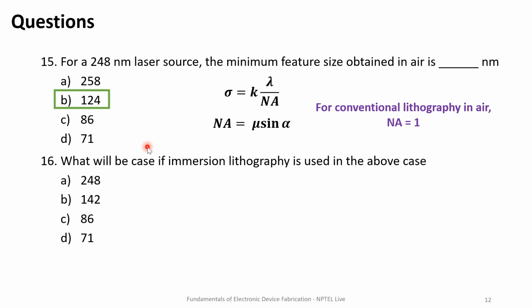So the remaining answer is 86. So I'll tell you how that comes. For immersion lithography in water, the numerical aperture is given as 1.44. So here, instead of substituting 1, you will have to substitute 1.44. So 0.5 into 248 divided by 1.44. You will be getting the answer 86.1111 and so on. So your answer will be 86.